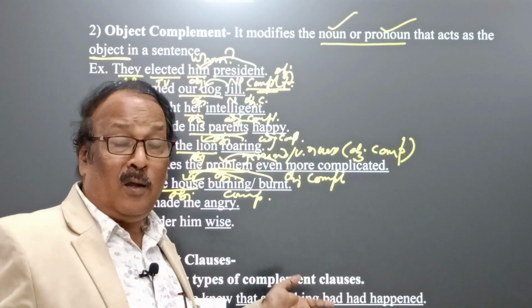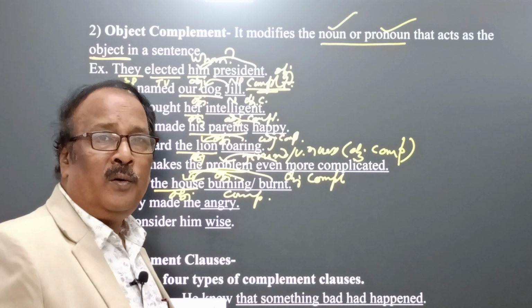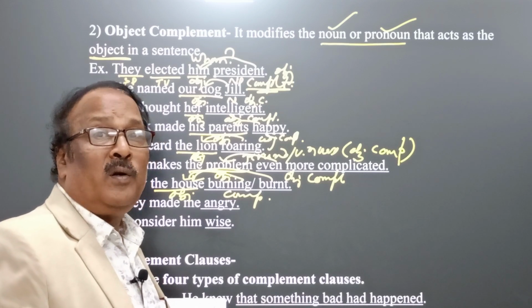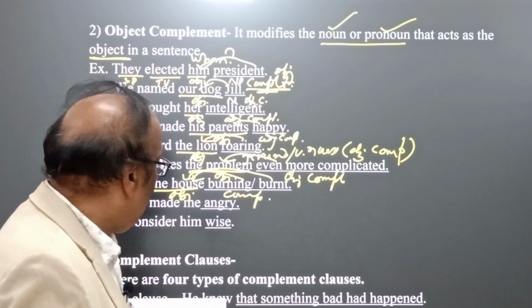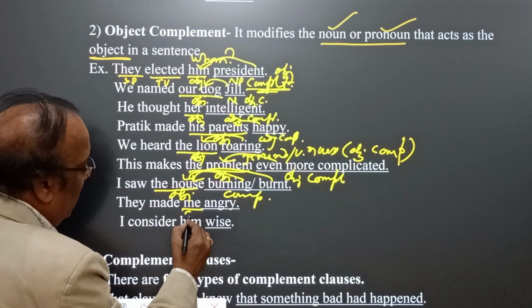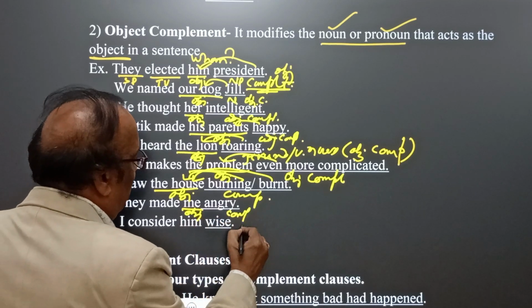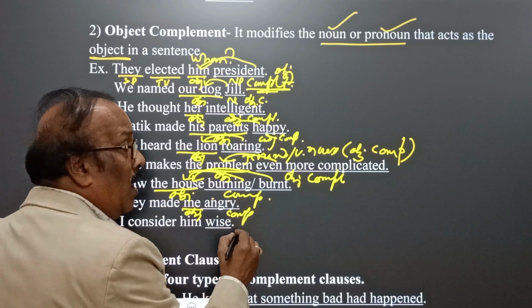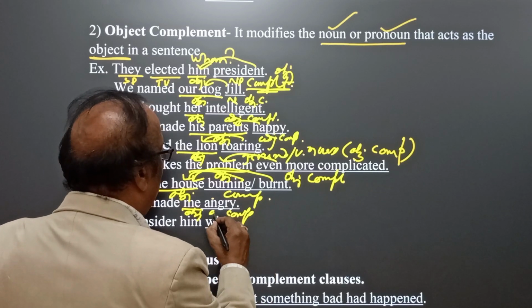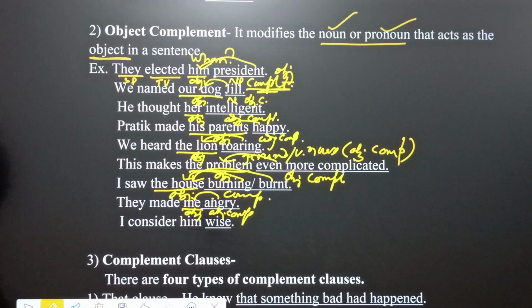This is now clear, object. It is clear that burning or burnt are object complements. Now come, they made me. They made whom? Me. Me is the object. Angry is the complement. Angry is an adjective and adjective complement. Angry qualifies whom? Me. And therefore, it is also an object complement.